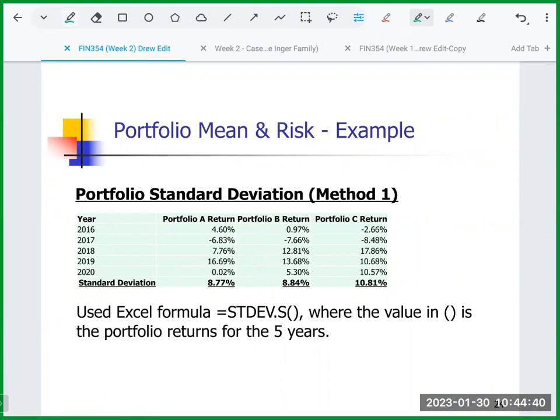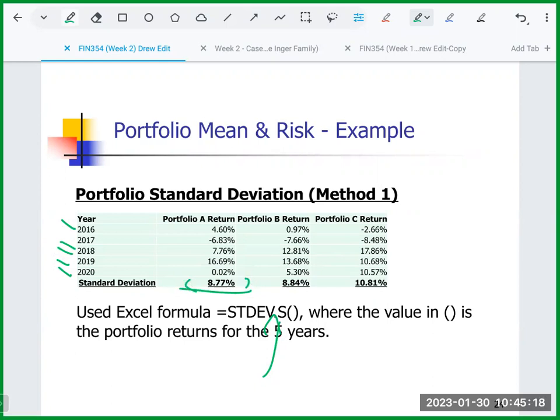But if you use method 1, you do not need to calculate a correlation or covariance, because what you have done in method 1 is just calculating the portfolio return for 2016, 17, 18, 19, 20. Then you just use the Excel formula for standard deviation, STDEV.S for sample, because it's a sample, not a population. And wow, beautiful. You get immediately the answer for the standard deviation of 8.77.